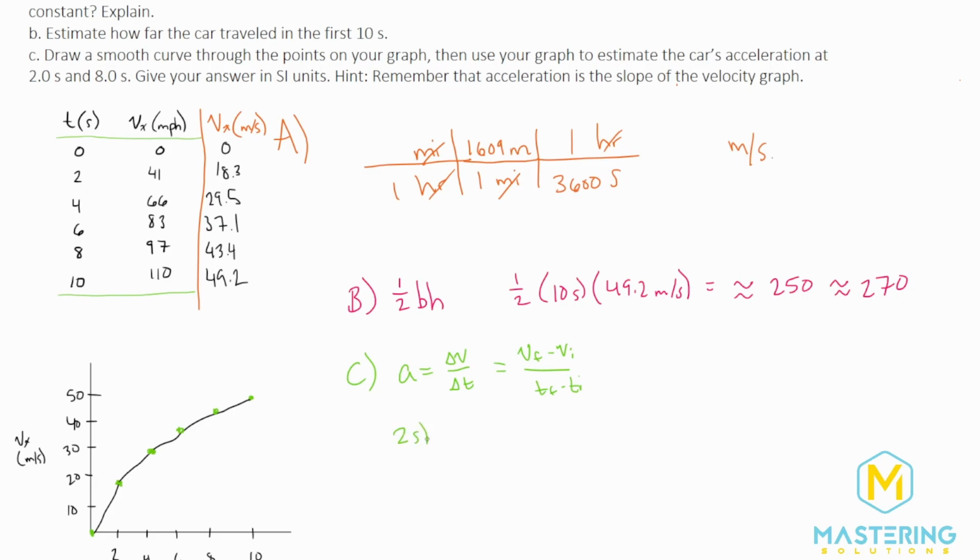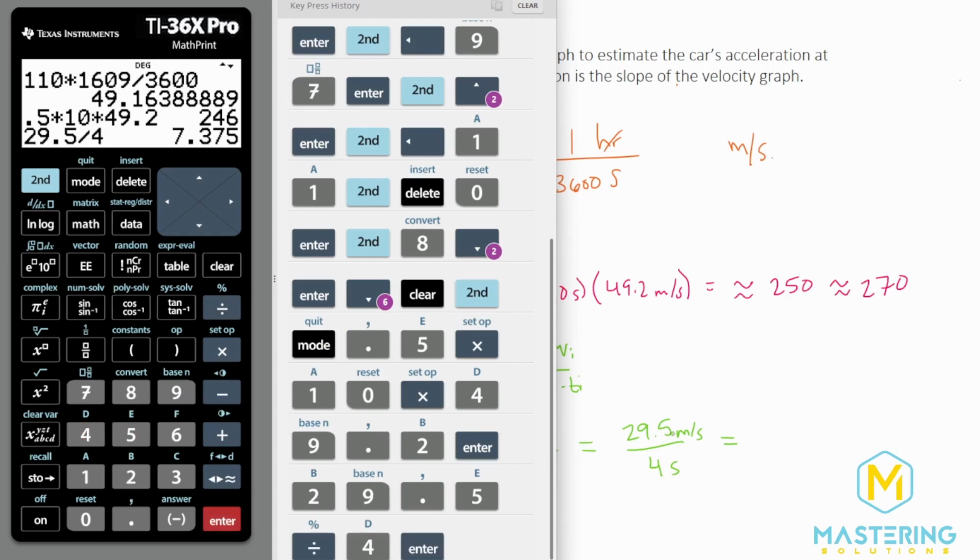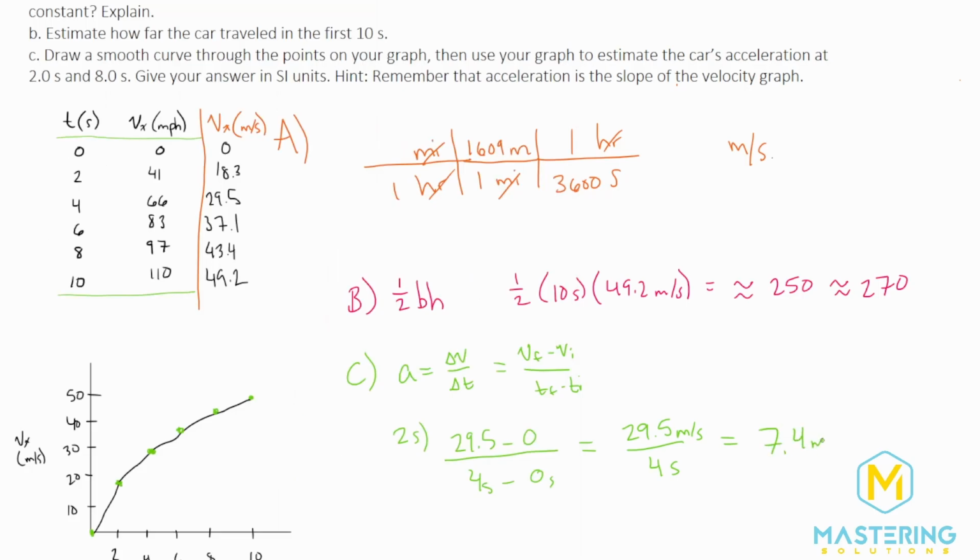So for 2 seconds, the final velocity at 4 seconds is going to be 29.5. And the initial velocity, of course, is 0 meters per second. We'll divide that by 4 seconds minus 0 seconds. So that will give us, of course, 29.5 meters per second divided by 4 seconds. So 29.5 divided by 4 is 7.4 meters per second squared, so that's the acceleration. So that is a really good estimate for the acceleration at 2 seconds.